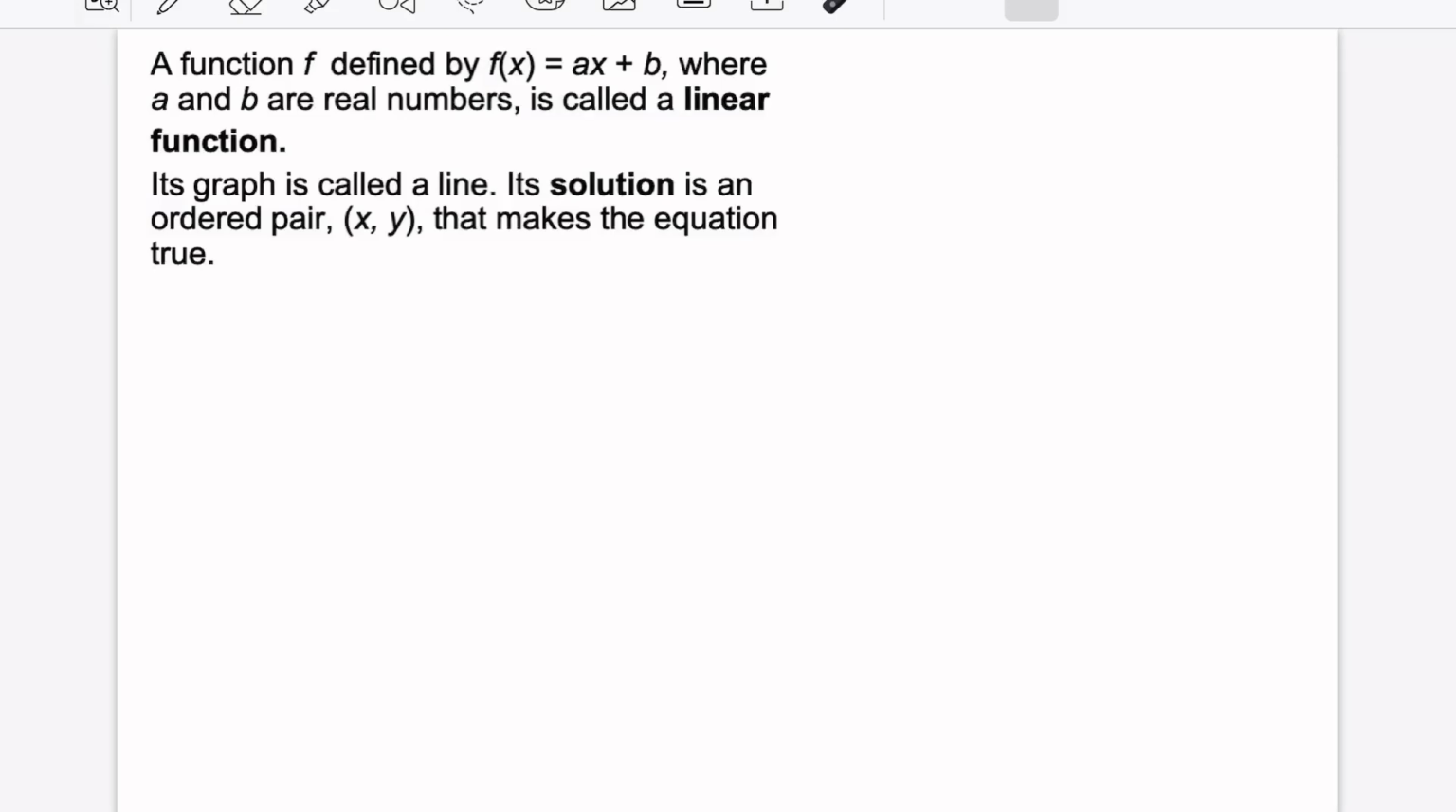In this video, we're going to go over linear functions and how to graph them. And this is section 1.3 of our textbook. So we'll start with this here.